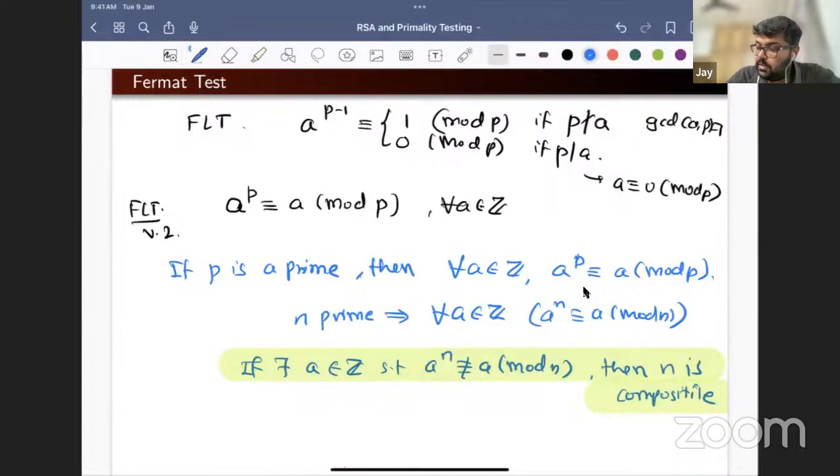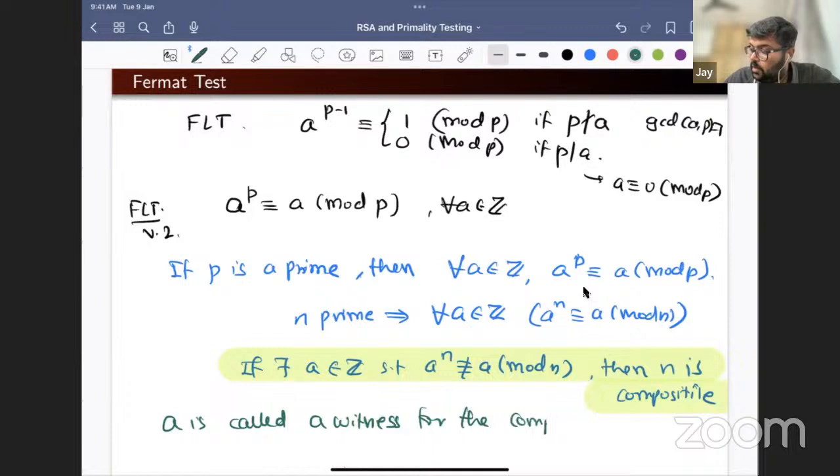And in this case, a is called a witness for the compositeness of n. a is called a witness for the composite because a has given a proof that our chosen number n is not prime. Because if it were prime, a power n must be congruent to a mod n. But if we find an integer a such that a power n is not congruent to a mod n, then definitely n is composite.